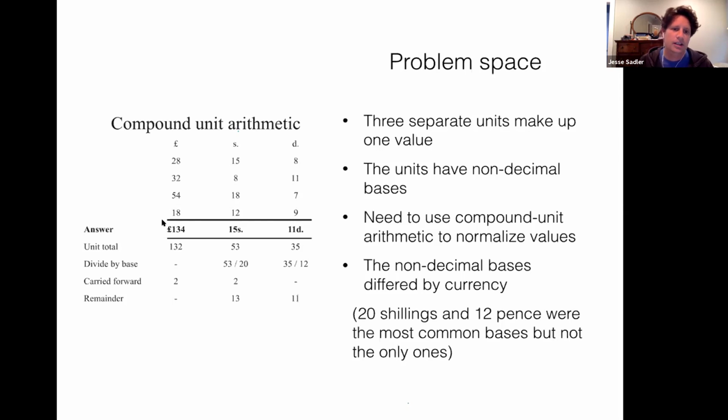So what we see here on the left is this compound unit arithmetic, in which you add up the values one at a time. Here's the unit total: 132, 53, 35. But since there are only 12 pence to a shilling, we have to divide 35 by 12. We get the remainder, which is 11. But then we carry forward the quotient and do the same thing again. Get a remainder, carry forward, and then we get our value. So hopefully that makes sense. All right.